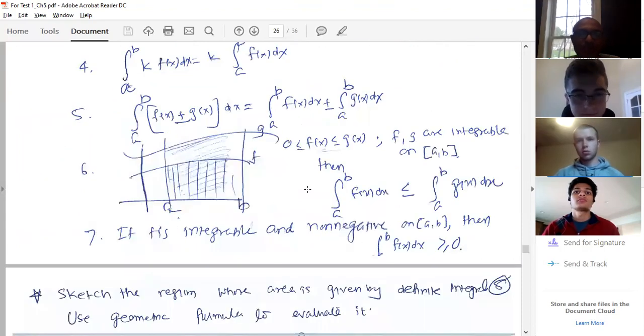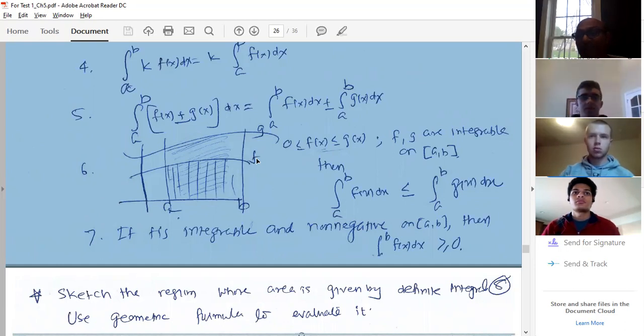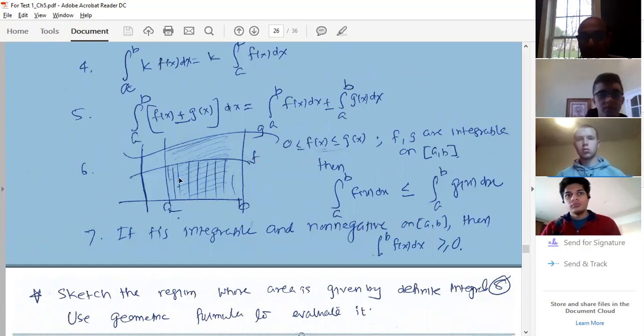Then after, let's go through the last one. This is your function f. Now we are finding the area between two curves. This is your function f. This is your function g. I am looking for the area between the two curves.